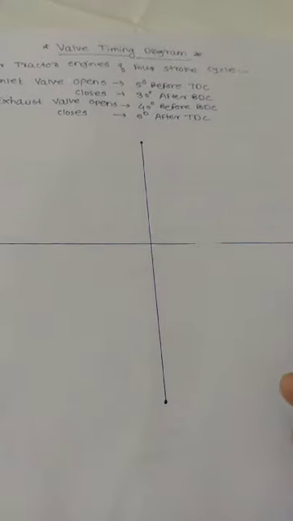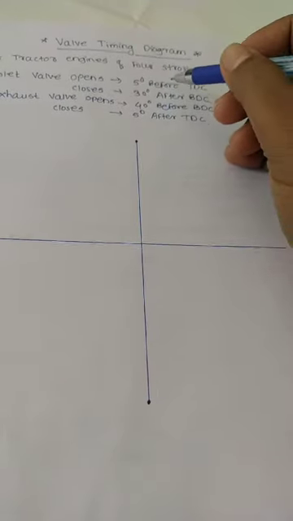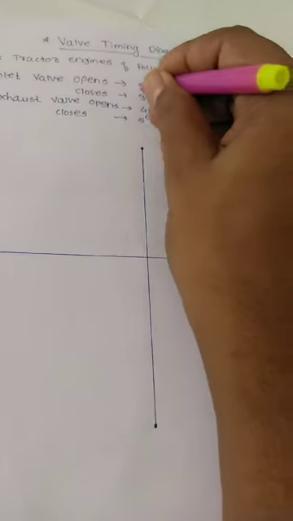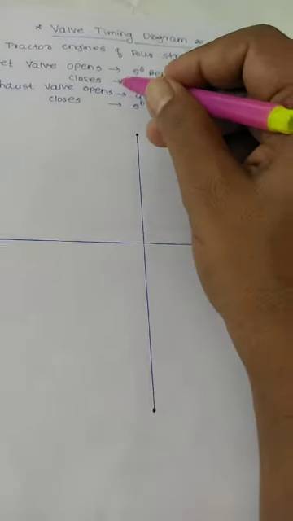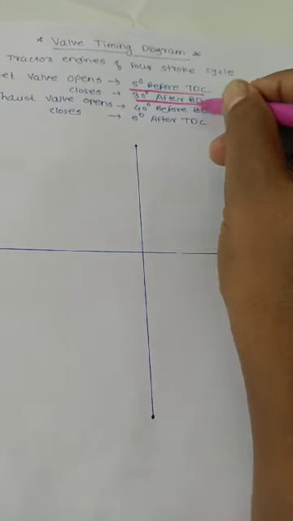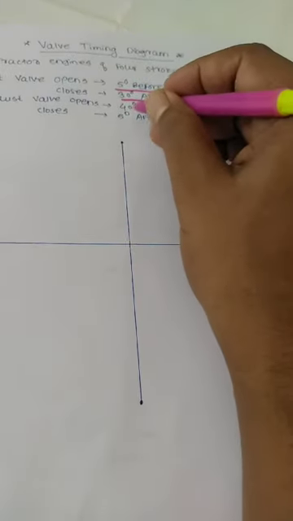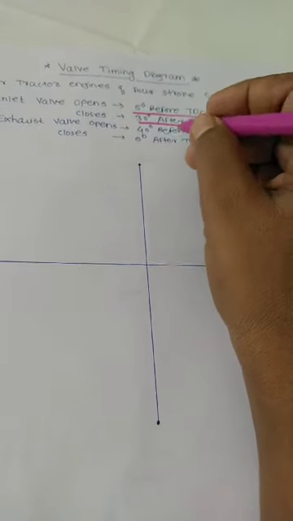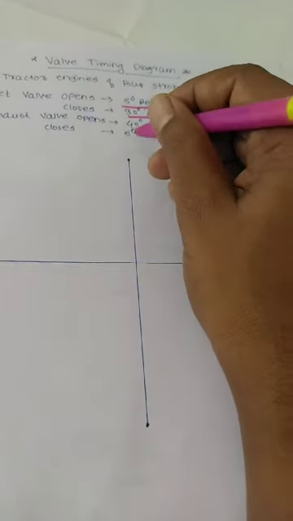For the tractor engine's four-stroke cycle, in practice the inlet valve opens at 5 degree before TDC. This is important: 5 degree before TDC, while it closes 30 degree after BDC. The exhaust valve should open at BDC, but it opens 40 degree before BDC and closes at 5 degree after TDC.